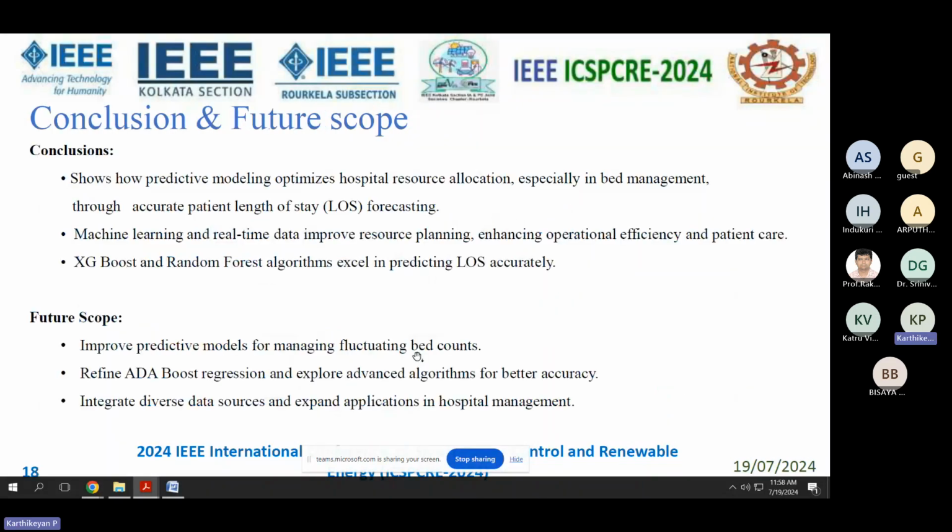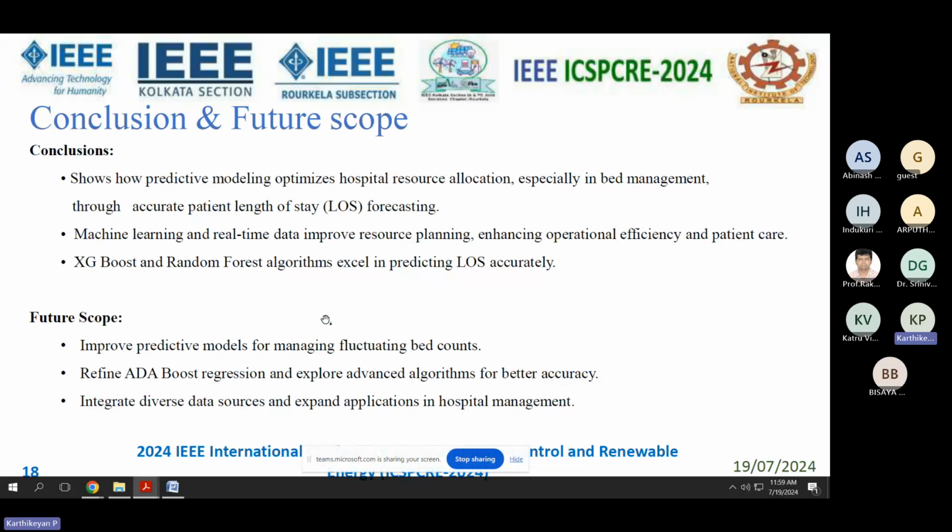So finally, what we conclude here is prediction. We are developing a predictive modeling framework which, based on patient medical parameters, is used to predict how long the patient will stay in hospital. As well, we are showing a real-time visualization dashboard.